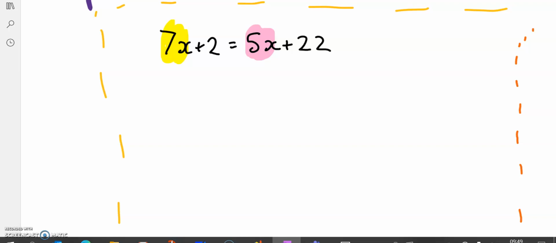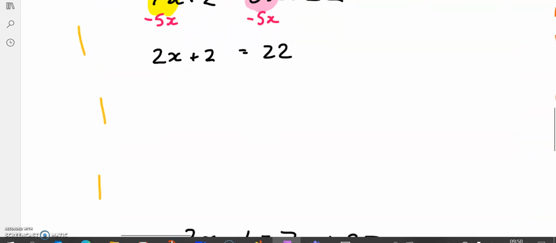So what I want to do is I'm going to get rid of the 5x from the right hand side. Okay, so I'm going to subtract 5x from both sides. 7x subtract 5x is 2x, so I'm going to have 2x plus 2 equals 5x subtract 5x is 0, so that's going to be equal to 22. 2x plus 2 is equal to 22.